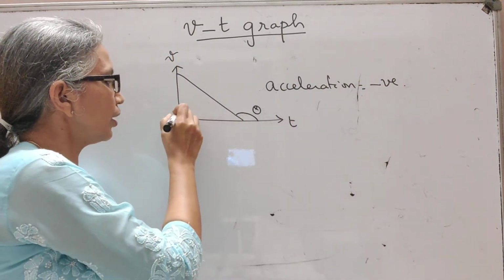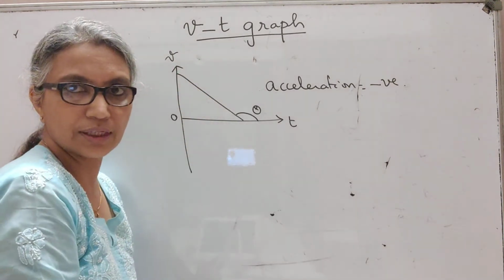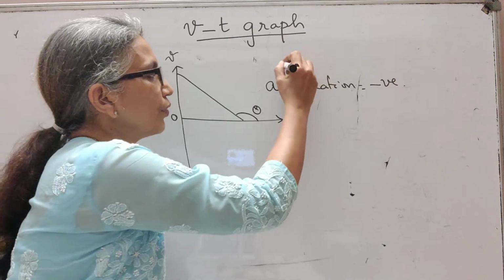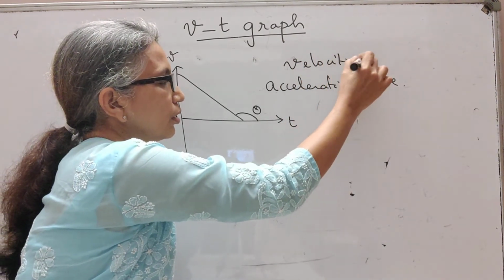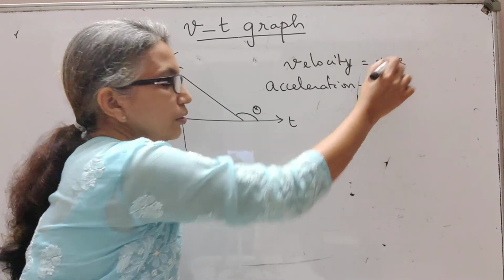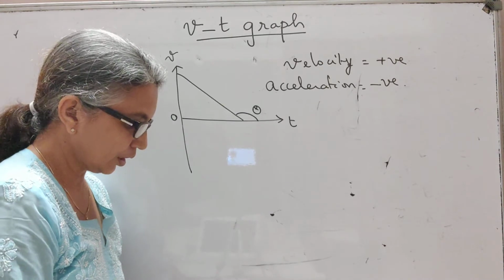But your body, I told you this is the origin. So here velocity is positive, here velocity is negative. So this is a body moving with positive velocity, which means it is traveling in the positive direction.